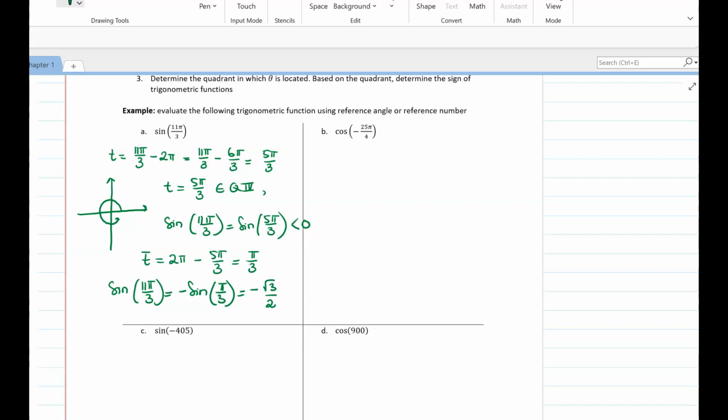Cosine of negative 25 pi over 4. So t equals negative 25 pi over 4. Again, we want to figure out what quadrant this is in. I'll go ahead and add 2 pi continuously until I get a t value that is in the range of 0 to 2 pi. Now I get negative 25 pi over 4 plus 8 pi over 4. That is negative 17 pi over 4.